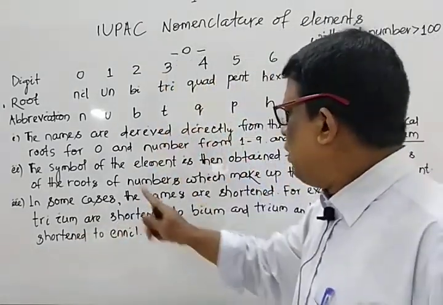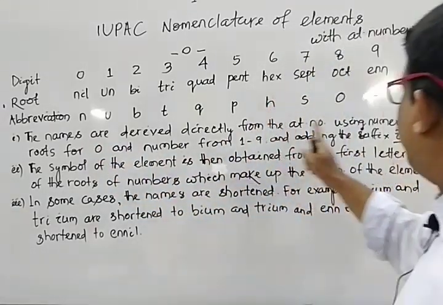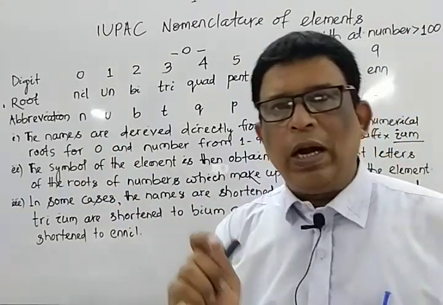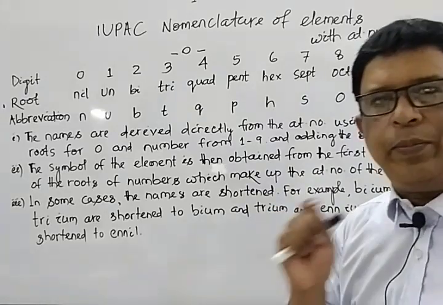Mark that. The names are derived directly from their atomic number by using the roots for digits 0 and 1 to 9, and lastly adding the suffix IUM.